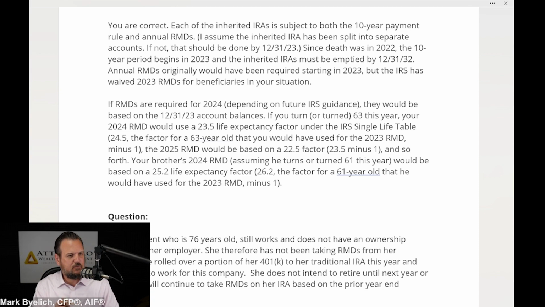24.5, the factor for a 63-year-old that you would have used for the 2023 RMD minus 1. So let me explain that. With normal RMDs, we go to a table. I'm talking about your own RMDs. You go to the table, you're 73 years old, and you slide over and you see what your life expectancy is per the IRS. And now they actually have the percentage with the new table. I don't remember off the top of my head, but at age 73, it would tell us what that life expectancy table is. Well, let's do it.